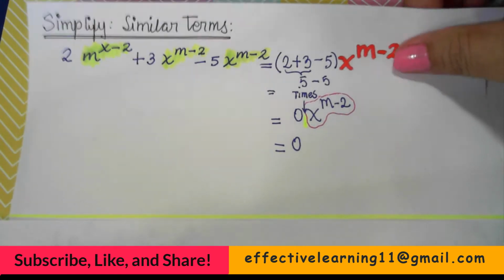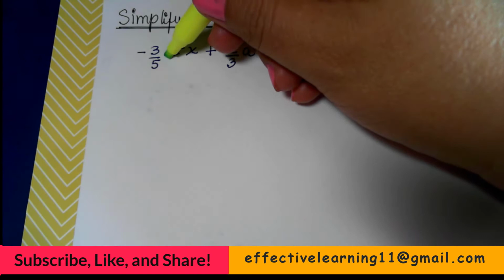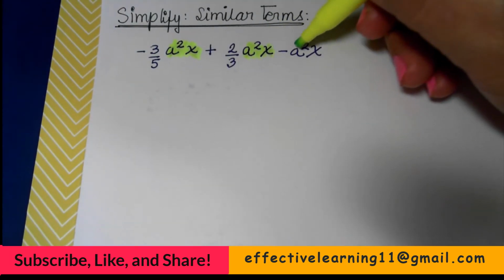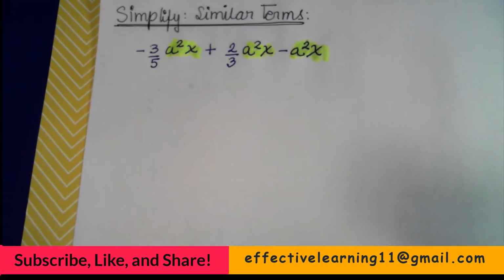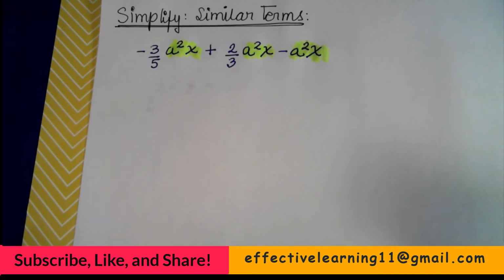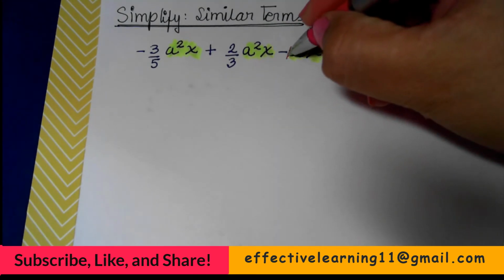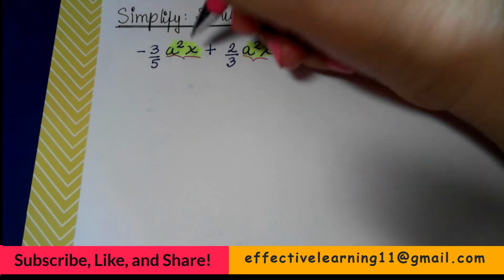Okay. Now let's work. We have to simplify the following expression. We have the first term, a squared x, a squared x, and a squared x. All of them are similar terms because the literal part is equal in each case.